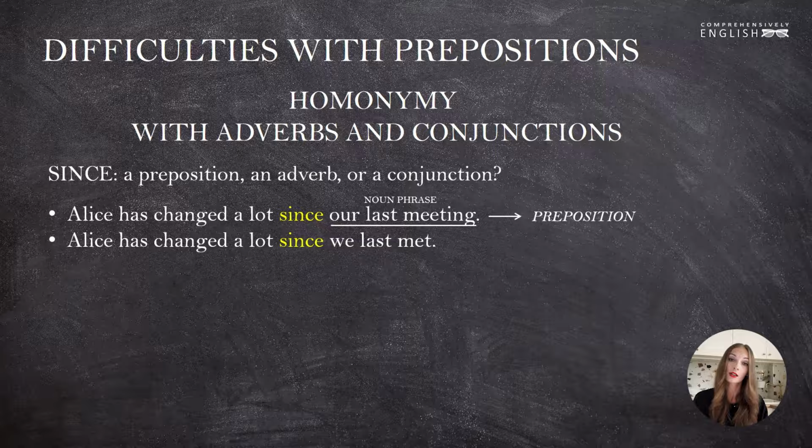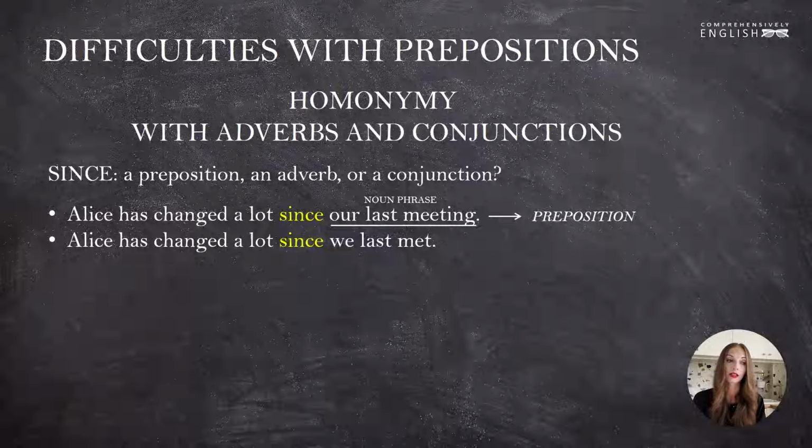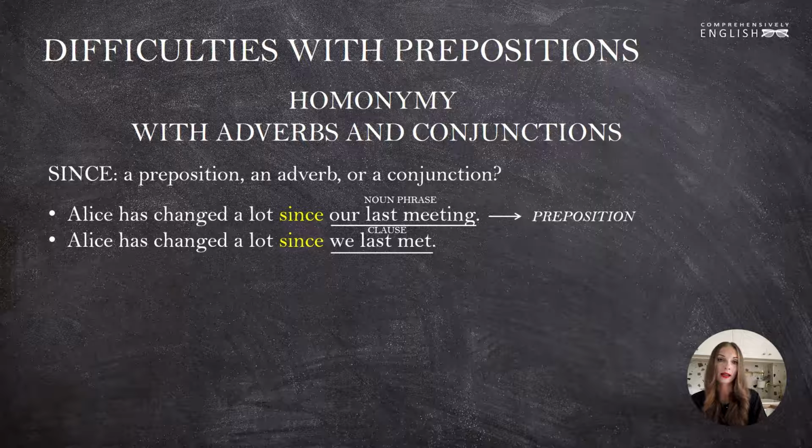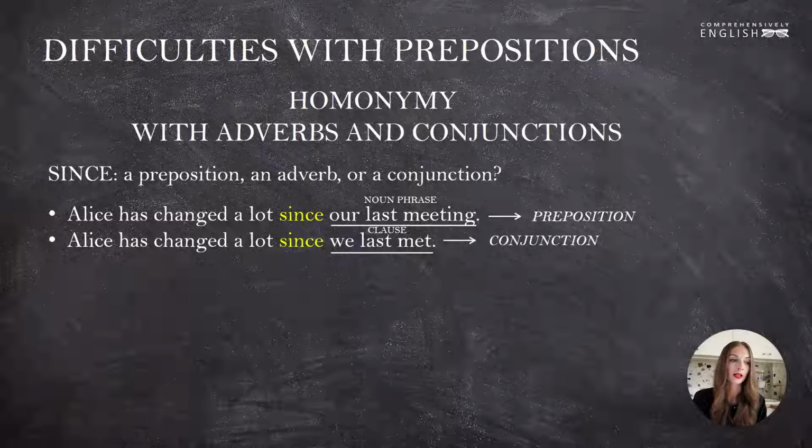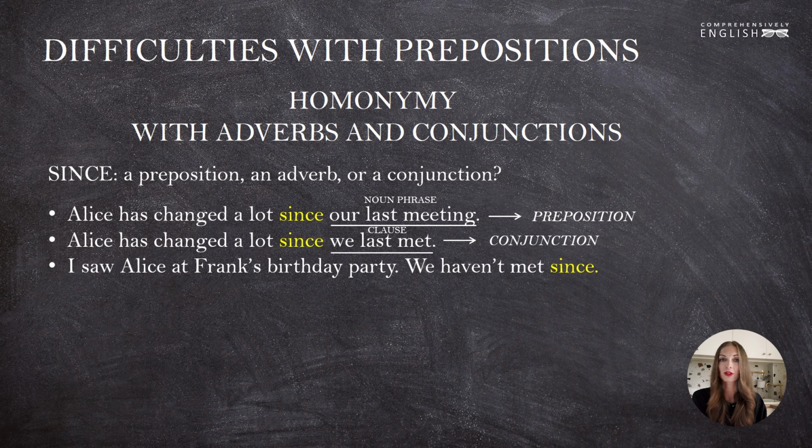Alice has changed a lot since we last met. Here we have a subordinate clause. We last met, yeah? So we can say that since here is a conjunction. I saw Alice at Frank's birthday party. We haven't met since. Since means after that time. It stands alone at the end of the sentence, so it is an adverb.